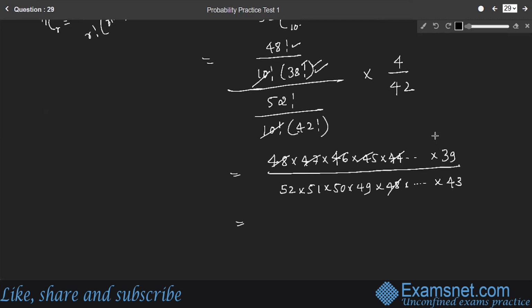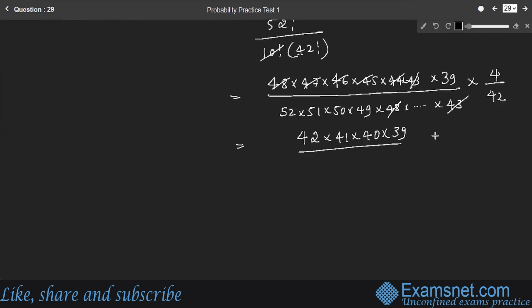Here in the denominator, 48 to 43 will get cancelled into 43, right? We'll start from 42 in the numerator: 42 into 41 into 40 into 39. These four numbers will remain. So this whole part is multiplied by 4 by 42, right? Now 52 into 51 into 50 into 49 multiplied by 4 by 42.